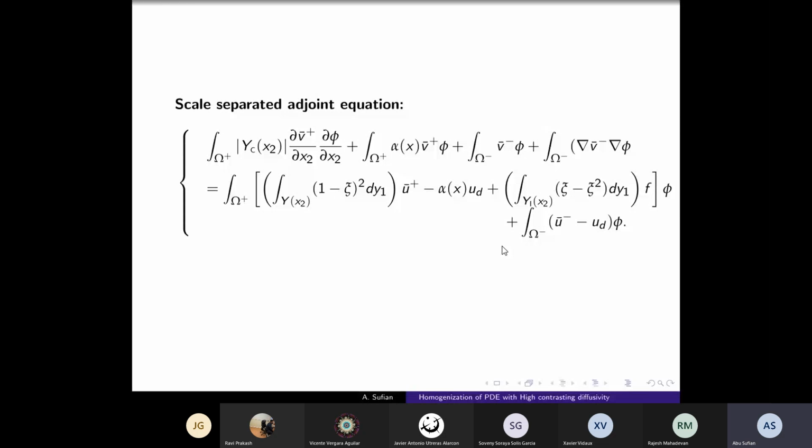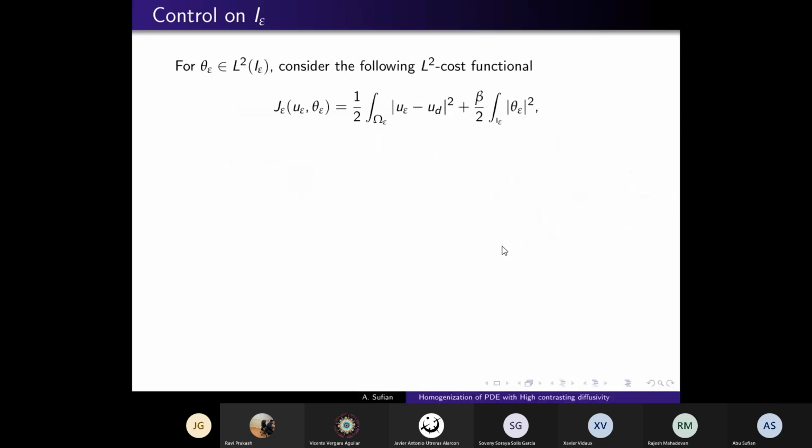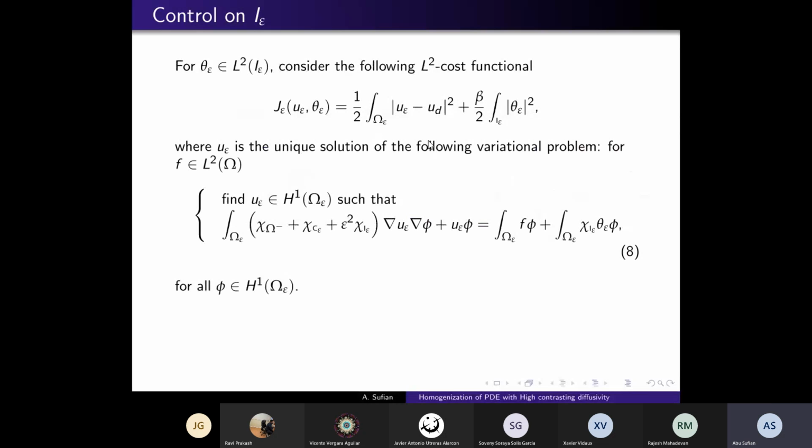Now we'll see what happens otherwise. That happens because we have an H1 uniform bound on the control. But if we apply the control on I epsilon, with the same cost functional, that is the L2 cost functional, but applying control on I epsilon, that is beta by 2 integral over I epsilon of theta epsilon squared, where theta epsilon belongs to L2(I epsilon), and u epsilon satisfies the same variational form, except here we are applying the control on the insulating part, that is integral over Ω epsilon chi I epsilon theta epsilon phi. This extra term comes because we are applying control on the insulating part.